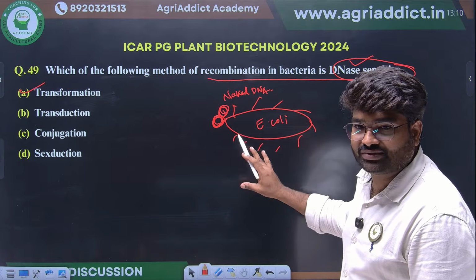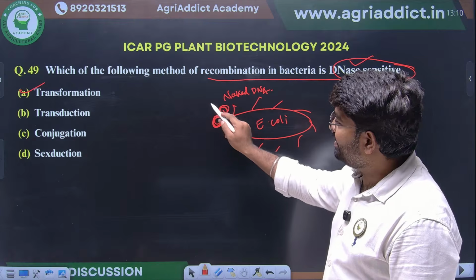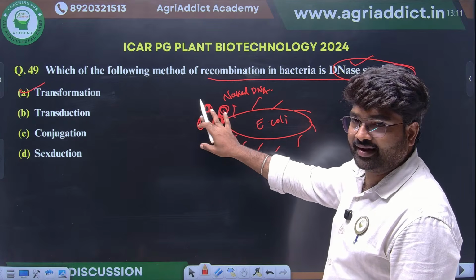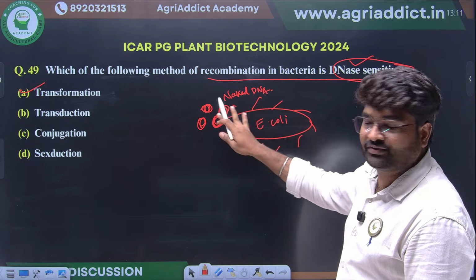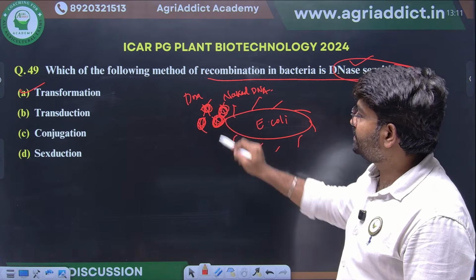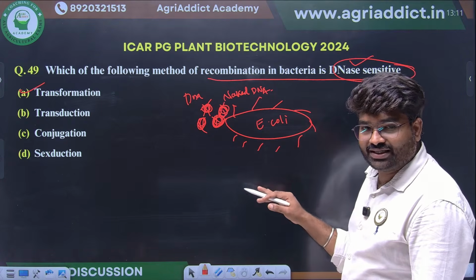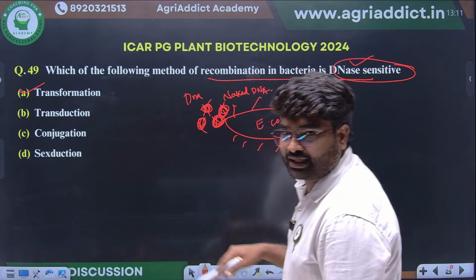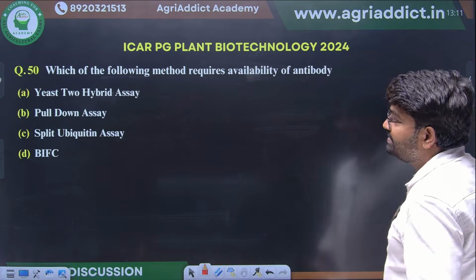Okay. Transformation means what? It's uptake of naked DNA. Okay, naked DNA by the bacterium. So if DNase is present here, it may cleave this DNA. Okay, so the right option is what? Transformation. Transformation is DNA sensitive.